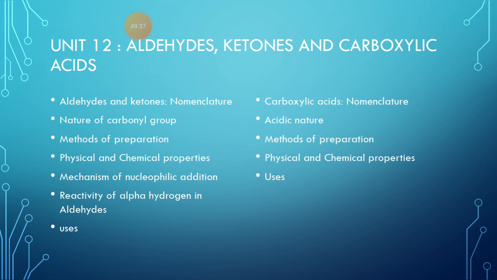In carboxylic acids also we are going to learn about the nomenclature of carboxylic acid, the acidic nature of carboxylic acid, how the acidity of carboxylic acid changes with the presence of certain groups, then the method of preparation of carboxylic acid, physical and chemical properties of carboxylic acid, and uses of carboxylic acid.